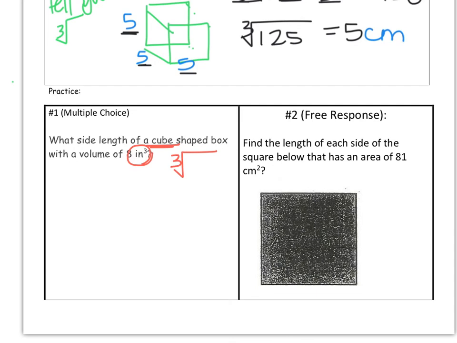Question number 2, find the length of each side of the square below that has an area of 81. So we're trying to figure out this number and this number have to equal 81, and those two numbers have to be the same.